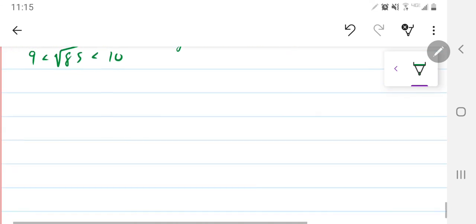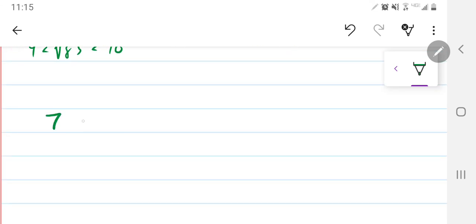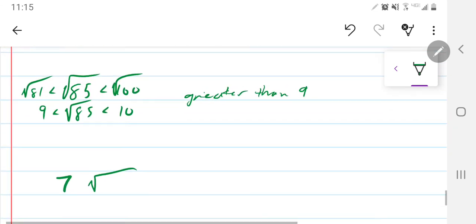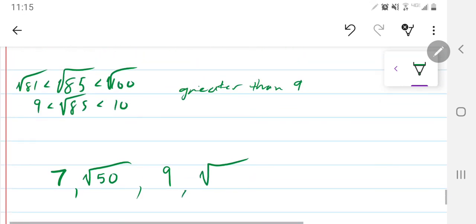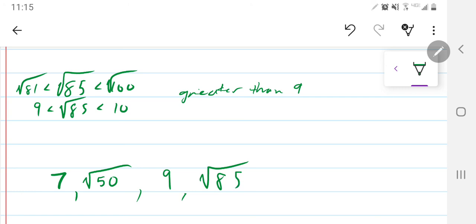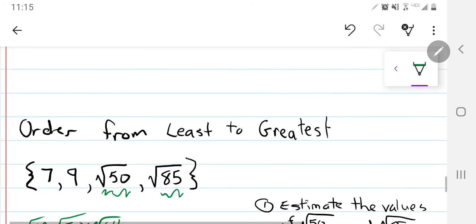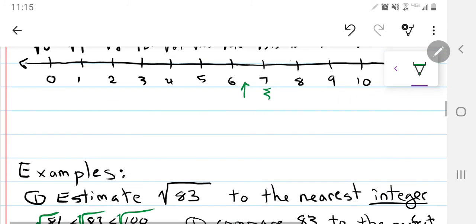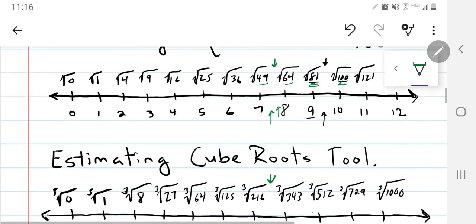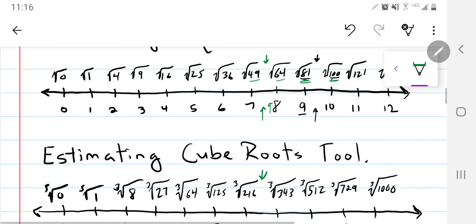So now we're ready to put them in order. We know that 7 is the lowest, then the square root of 50, and then 9, and then the square root of 85. All right. So we can use that estimation tool. Our estimation tool's up here to help us in a lot of different situations. Good luck with the practice, and hopefully you can ask questions if you have any trouble.